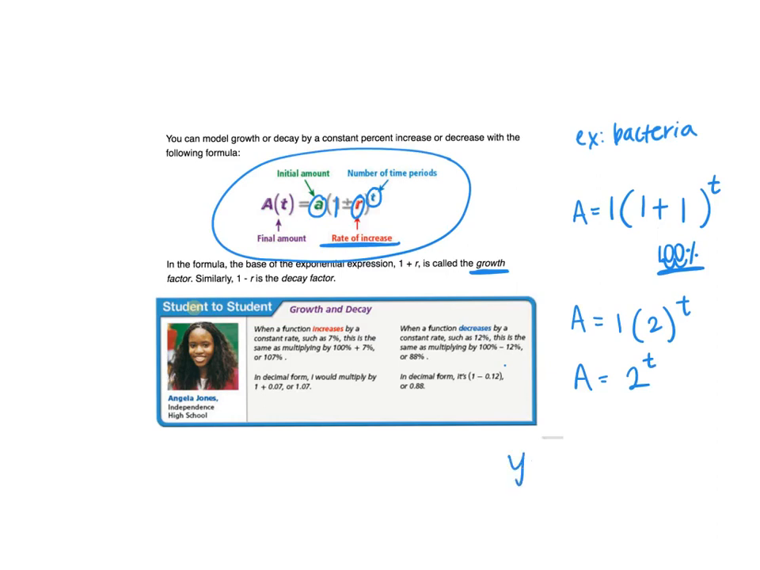Remember, we had it as y equals 2 to the x for the bacteria doubling, because after one time period, A equals 2 to the t, you have 2. After 2 hours, you have 4. After 3 hours, you have 8. See how you're doubling each time? So that's the formula. And you need that 1 in there, because if we don't have that 1, it's not going to work out for us.